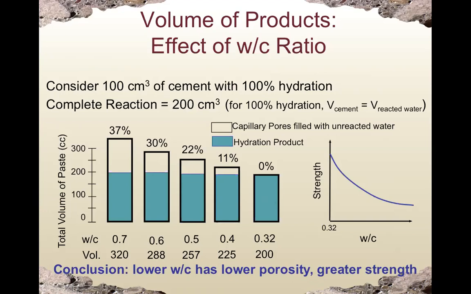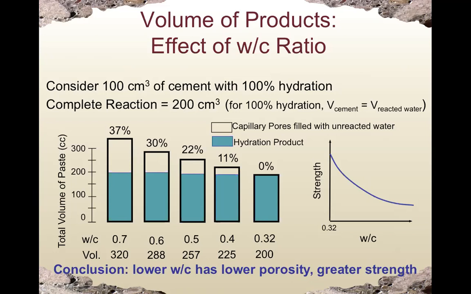As a result, we do not have much capillary pores left. There are no capillary pores when the water cement ratio is 0.32. When the water cement ratio is higher, you can see the hydration product, the green area, does not change. However, the capillary pores will increase. So this tells us the higher the water cement ratio, the more capillary pores we have.